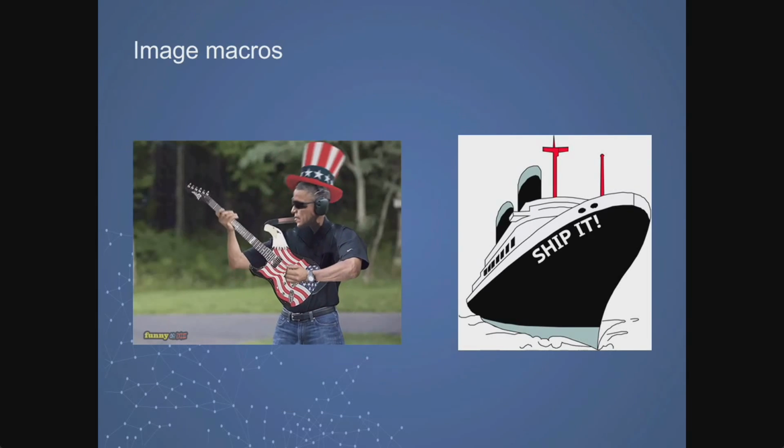Now, Phabricator has a killer feature, and I don't know if you can tell what it is. It's image macros. In the middle of your code review, you can just type a little line, and it will insert an image into the code review. This is American Obama, which is President Obama playing an electric guitar shaped like a bald eagle while wearing an American hat.